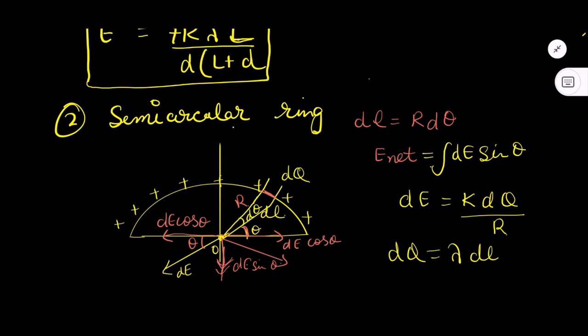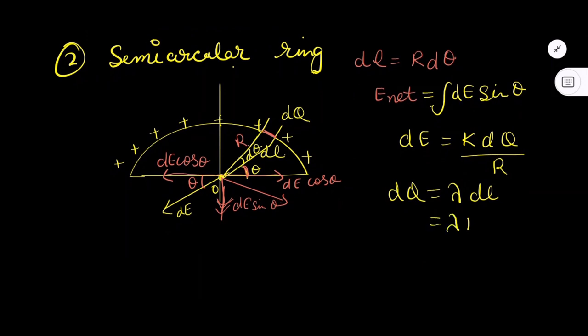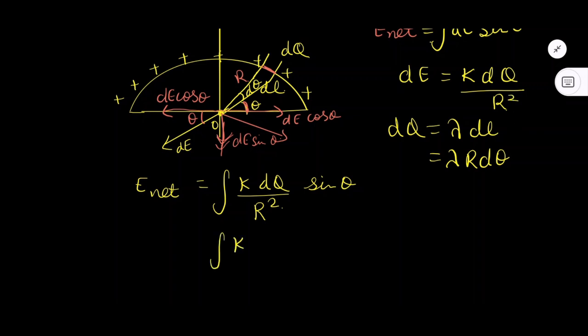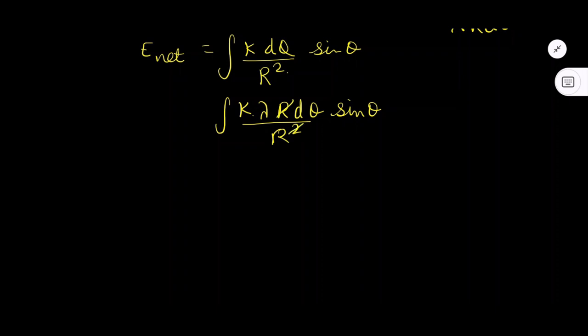We have written that dl is equal to r d theta, so we can substitute the value of dl. Net electric field will be the integral of k dq upon r square times sin theta, so we substitute lambda r d theta upon r square, with sin theta written over here. Now we write the limits. It is a semicircular ring, so we write it from 0 to pi. Let's solve the integration and cancel out one r. It will be k lambda by r times the integral of sin theta d theta from 0 to pi.